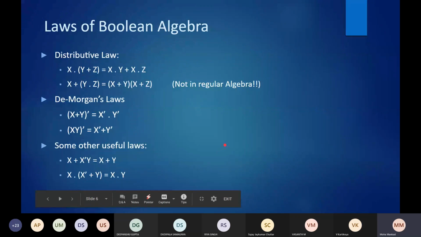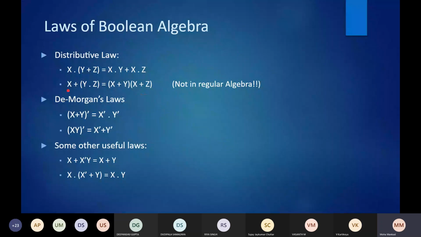So the absorption laws. Next are distributive laws. The first one is obvious, even normal algebra follows it: x into bracket y plus z would be xy plus xz. The second law is important because normal algebra does not follow it, but Boolean algebra follows it. X plus yz is same as x plus y into x plus z.